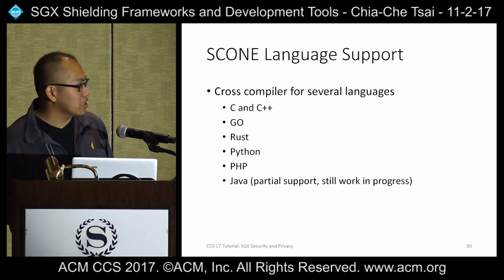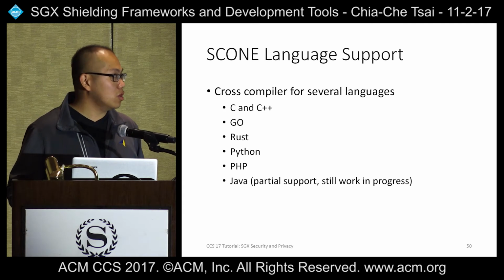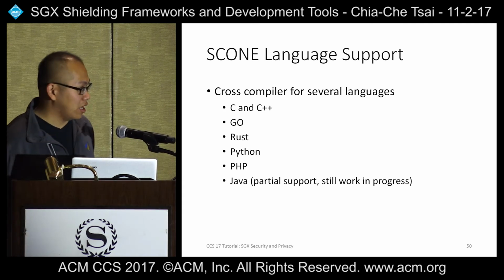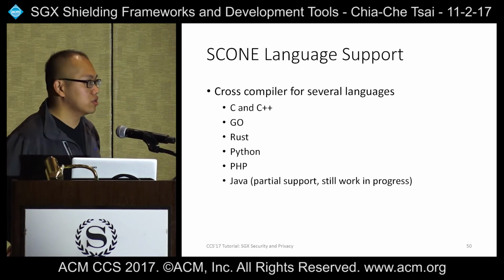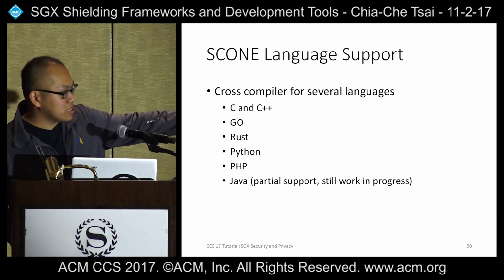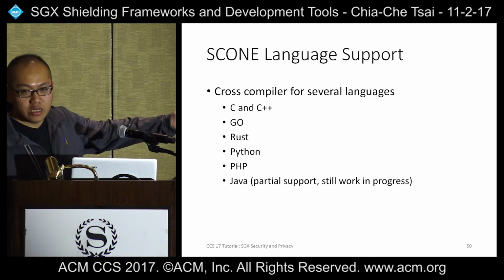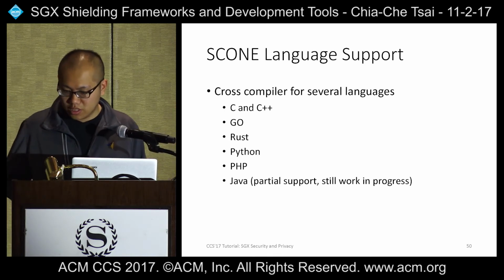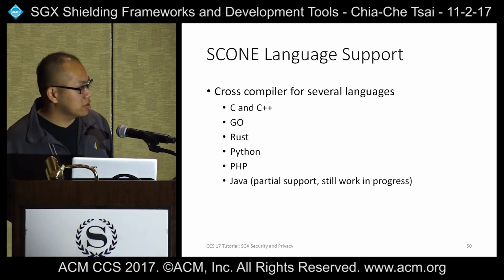And okay. If you want to use SCONE, it right now actually has a lot of language support. They provide a cross-compiler to let you compile any applications. So they have C, C++, Go, Rust, Python, and PHP. And they have partial support for Java, which is still work in progress.